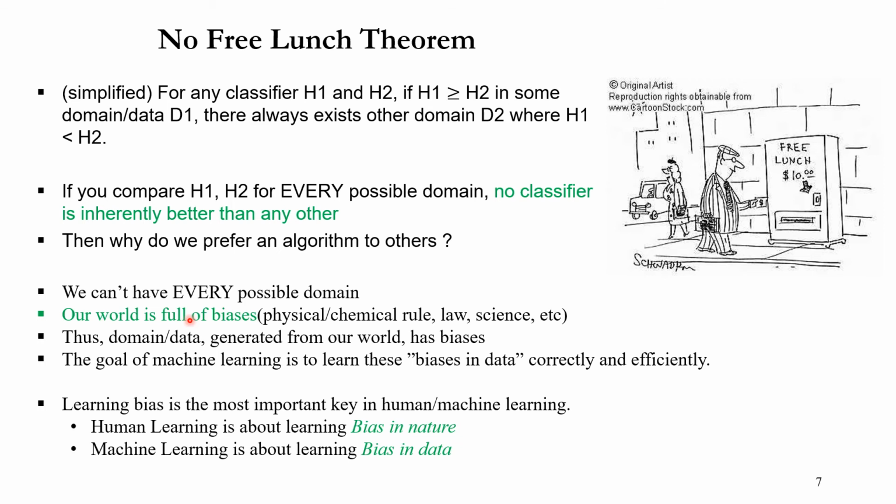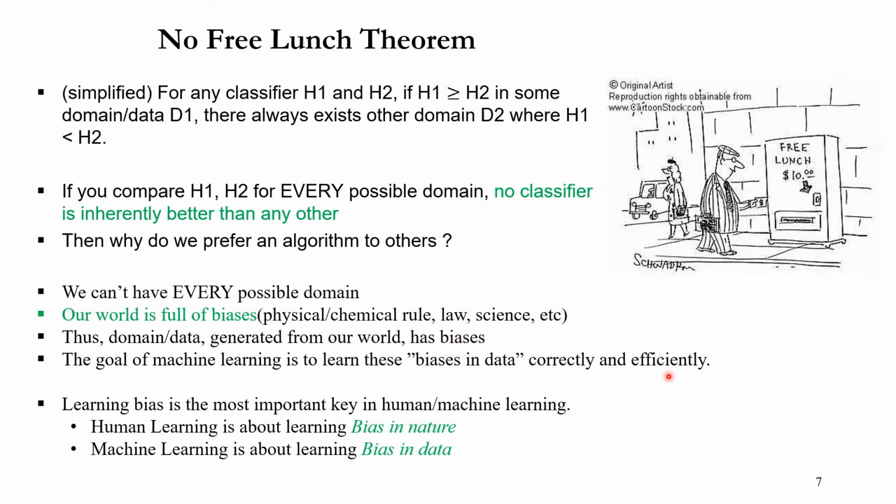Because of these biases, the data we use, this domain data, is generated from our world, and so this data also has biases in it. Every data set we have has bias in it. Machine learning uses this data, and the goal of machine learning is actually to learn these biases in the data correctly and efficiently.